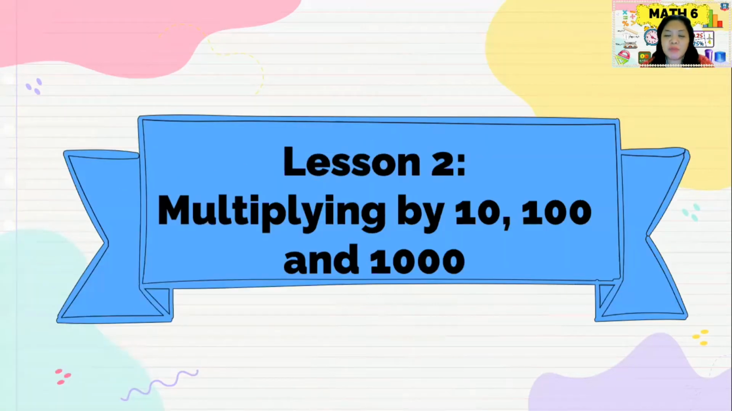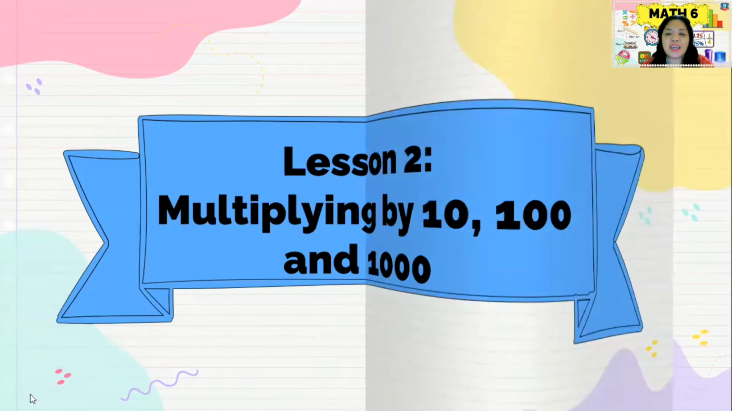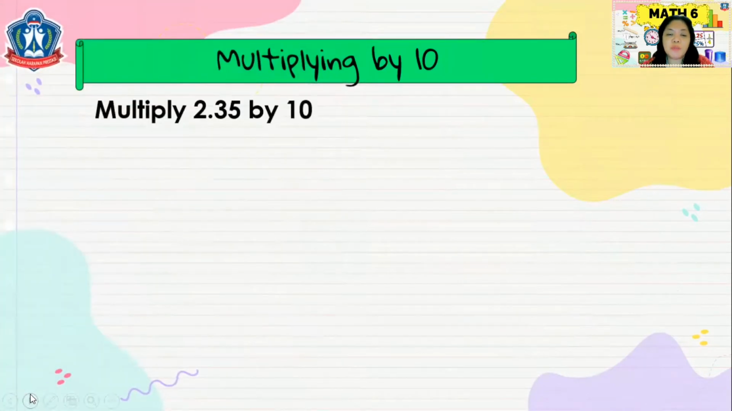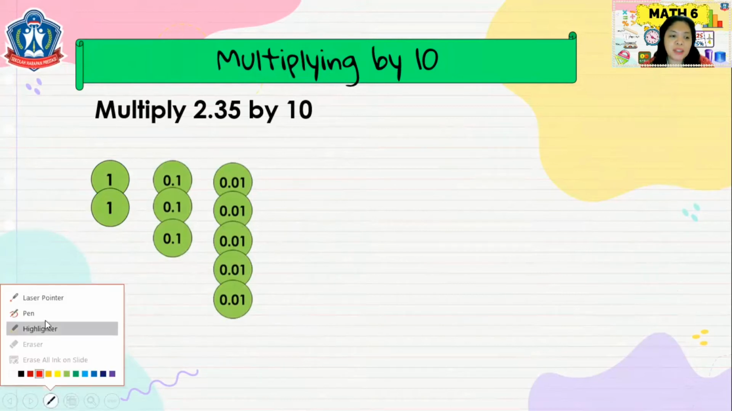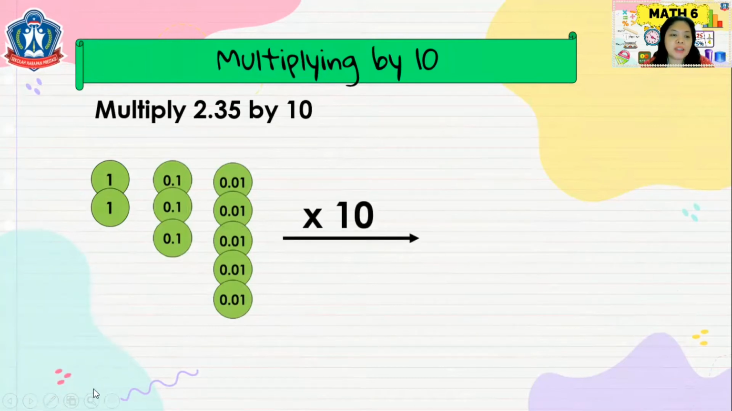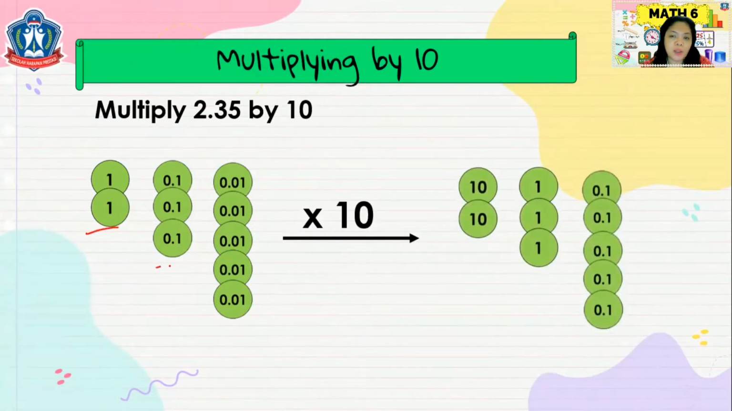Let's go to lesson 2, multiplying decimals by 10, 100, and 1000. Okay, for example, let's multiply 2.35 by 10. What will happen to our number? So we have 2, 0.3, and 0.05. So let's multiply this by 10. Okay, so we have 2, this 2 multiplied by 10, that is 20. 0.3 times 10 is 3. And 0.05 multiplied by 10 is 0.5.